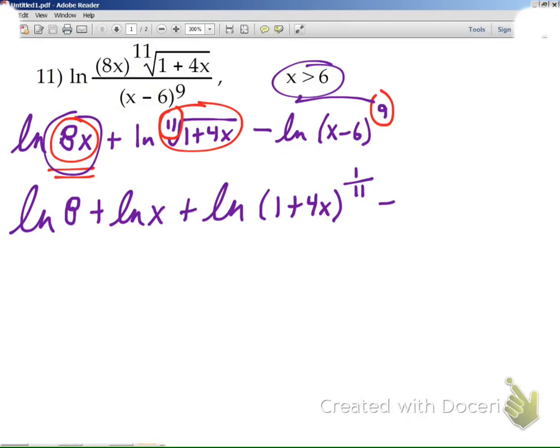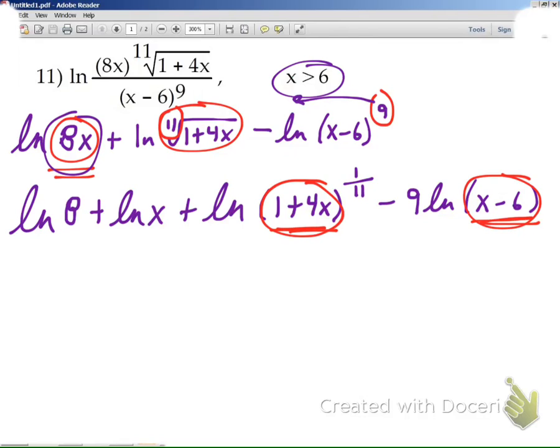And then we bring again the 9, the exponent, out front. We have 9 times the ln of x minus 6. And again, it's common to say, oh, we've got to break this up. Well, no, you can't break that up. The log of a difference is not the difference of the logs, and the log of a sum is not the sum of the logs. So these need to stay intact. Okay, 1 plus 4x and x minus 6. Those need to stay right where they're at. You can't simplify those anymore, but you can simplify this 1 over 11, and let's go ahead and do that.